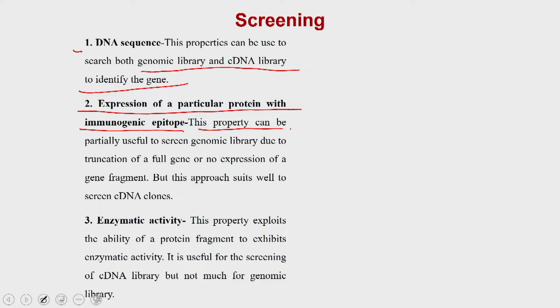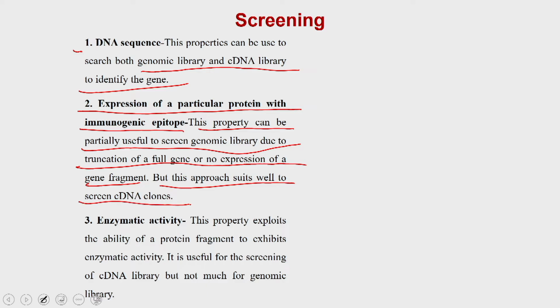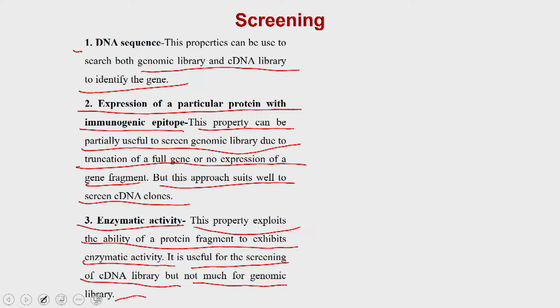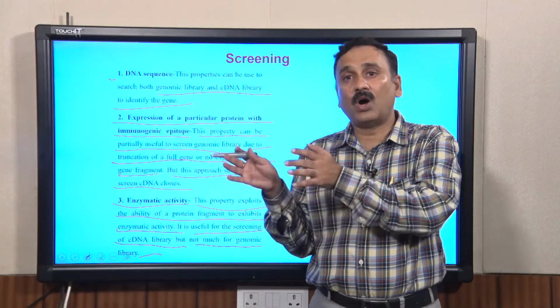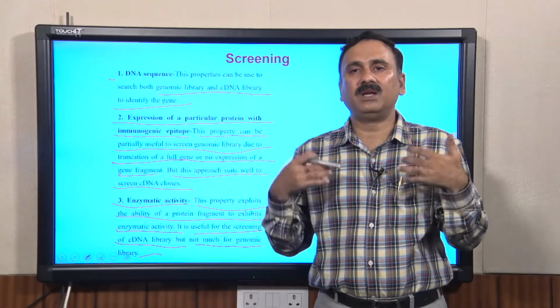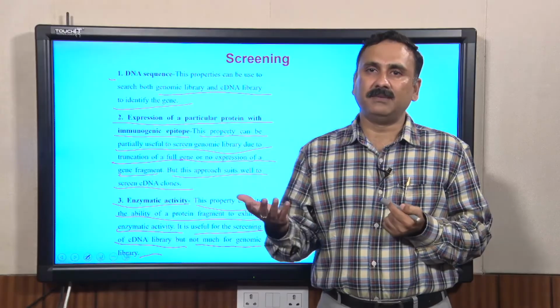This property can be only partially useful to screen the genomic library, due to truncation of a full gene or no expression of a gene fragment, but this approach suits well to screen cDNA clones. Then the third is enzymatic activity. This property exploits the ability of a protein fragment to exhibit enzymatic activity. It is useful for screening the cDNA library, but not much for the genomic library, because again the protein may not express completely, as a small protein fragment might be present in the clone, or that particular fragment may not give you the protein or the enzyme.